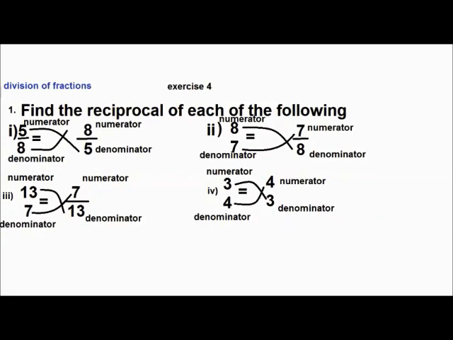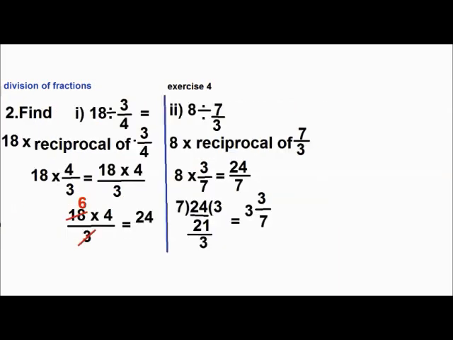Now find the reciprocal of each of the following. Find the reciprocal of 5 by 8. The numerator will become the denominator and the denominator will become the numerator. That becomes 8 by 5. And look into the other problems. Here divide 18 by 3 by 4. So 18 into the reciprocal of 3 by 4. 18 into 4 by 3. That becomes 24.